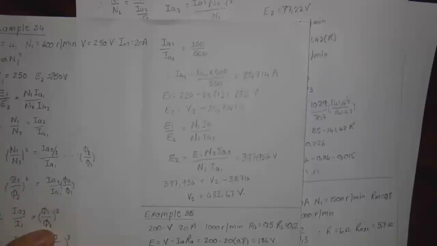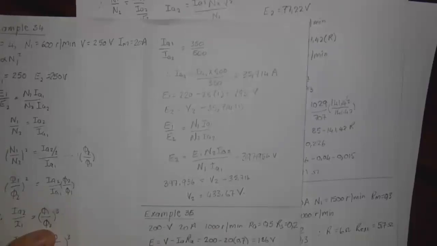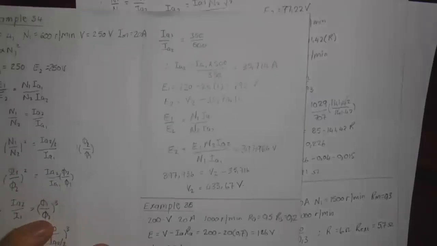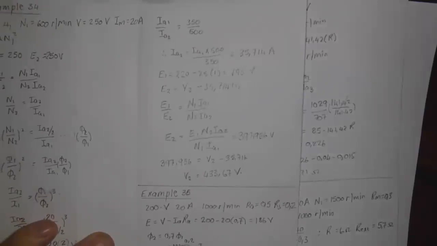So now we need to determine V2. So E1 over E2 is N1 IA1 over N2 IA2. And therefore E2 is E1 N2 IA2 divided by N1 IA1. If you substitute the values there, you get 397.956 volts. And now E is equal to V minus IA. And if we transpose 35.714 volts, we get that V2 is 433.67 volts.